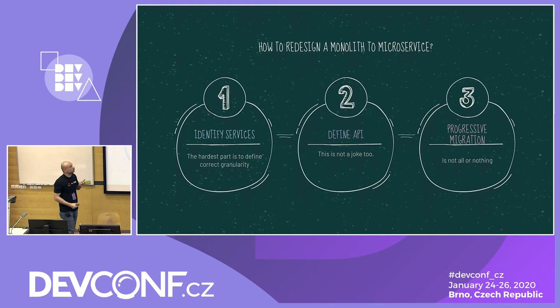So, what do you need to do to redesign a monolith into microservices? I identified three steps, and they are not the only three steps, but probably the most important in my humble opinion. And none of them is an easy step. First of all, you have to identify services, and this is not a joke.